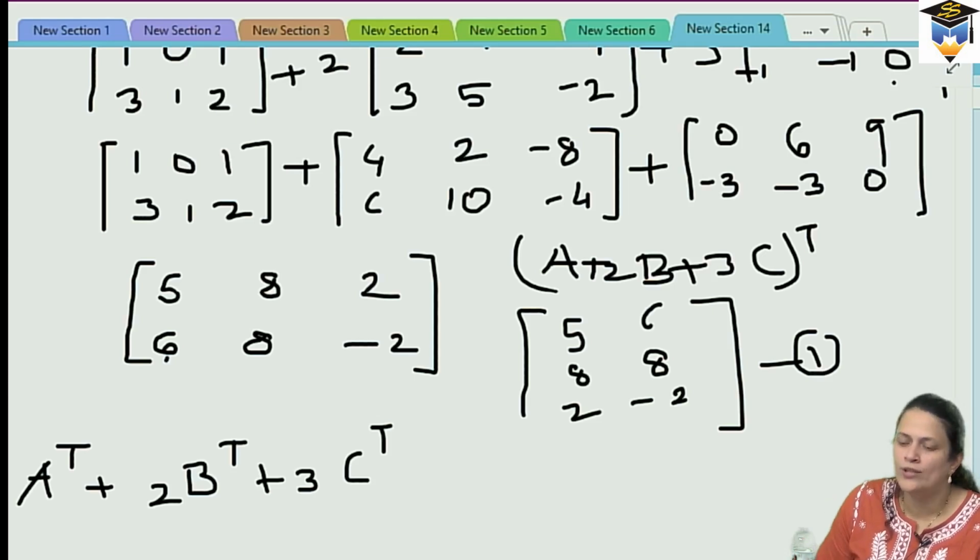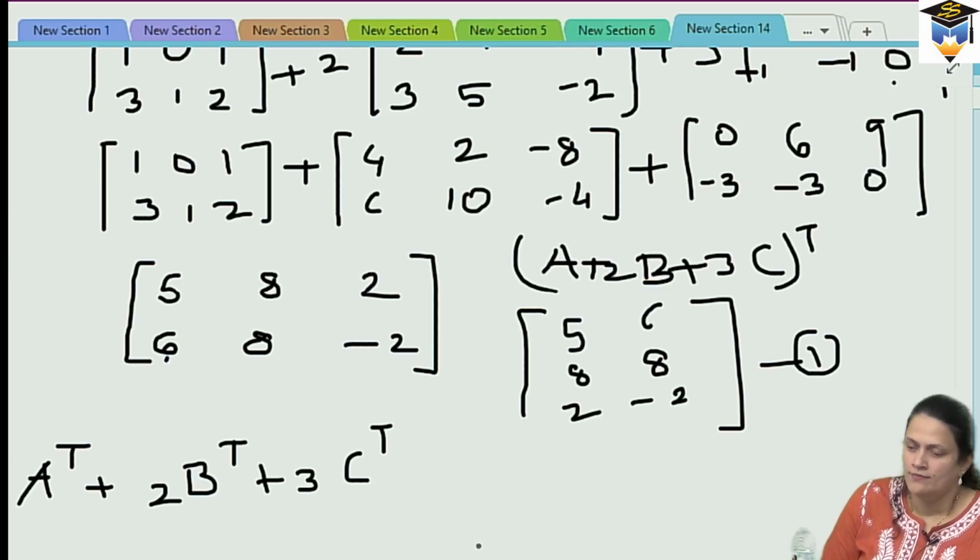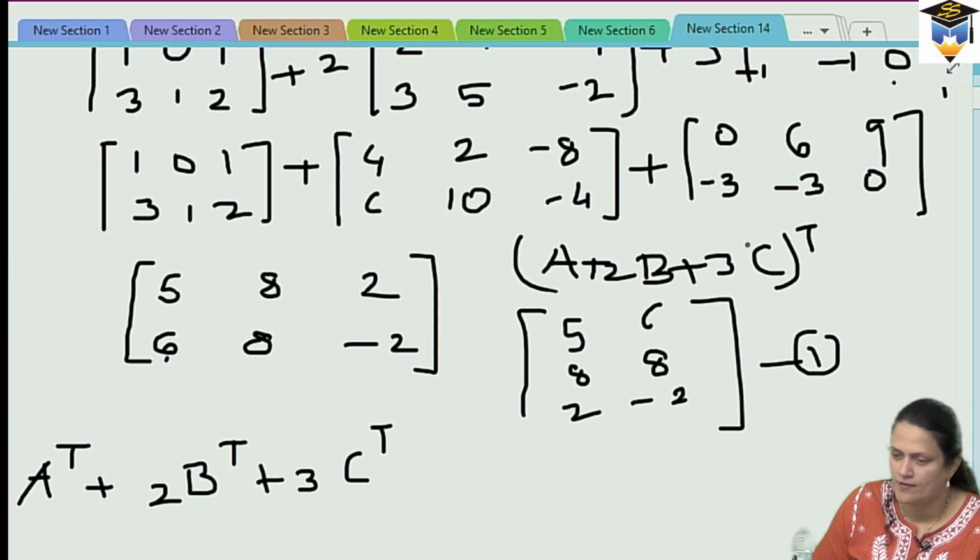Okay, do it and tell me whether you get LHS is equal to RHS. I am not going to do this. Let me know if LHS is equal to RHS. So this is 5, 6, 8, 8, 2 and minus 2.